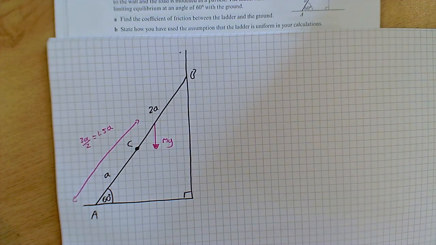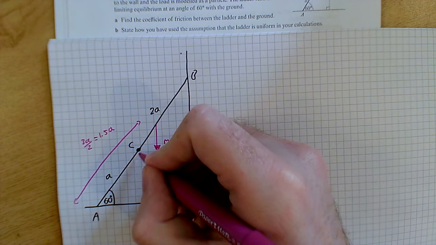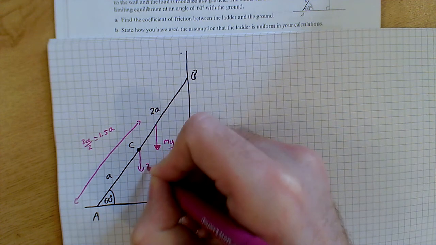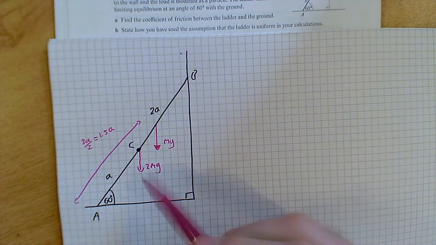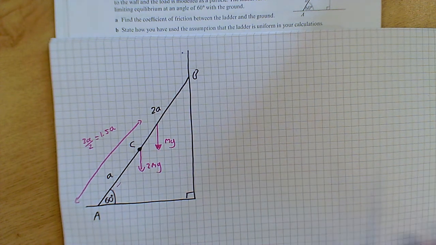At point C, a load of mass 2m. So this becomes 2mg here. Okay, and I've already got my lengths written in there.